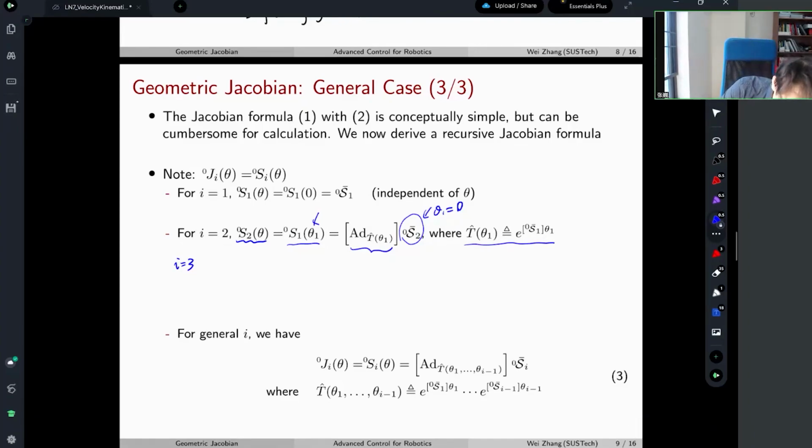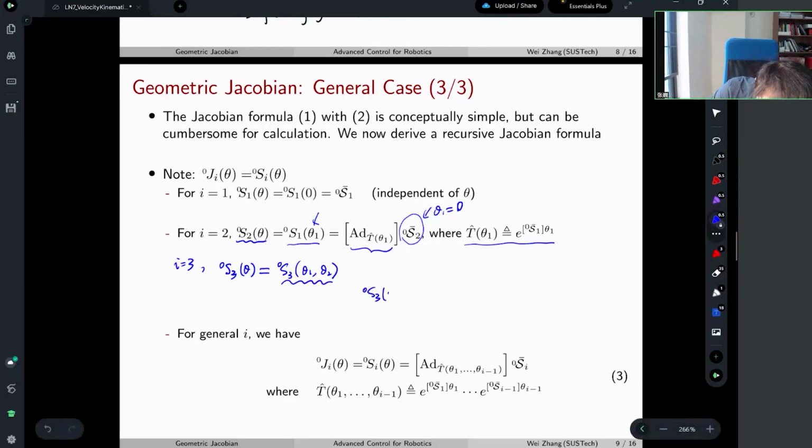For example, when i equals 3, what is the third column? What does this depend on? Of course it depends on theta 1 and theta 2. You can view how to obtain this as an overall rigid body motion, which is a composition of two rigid body motions. So you start from S3 when the two joints are 0, that means S3 0 bar, and you apply a rigid body motion operator to it. You have a T2 bar, which is theta 1 and theta 2, that you rotate about the first axis by theta 1 and the second axis by theta 2.